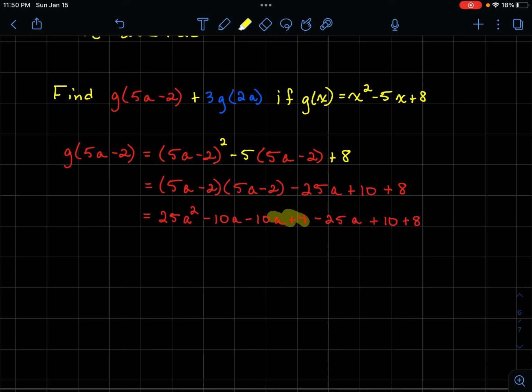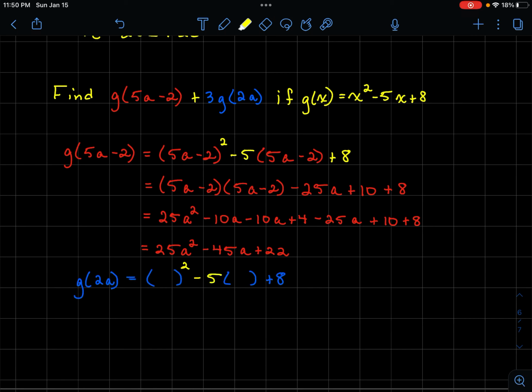As you FOIL out these two parentheses, you get the following statement here. This is really, again, a problem that is strung out. We look for like terms. Our like terms give us negative 10a with a negative 10a minus another 25a to give us a total of negative 45a. And our constants, 4, 10, and 8, give us 22 down here. So we have the first half of the problem done.